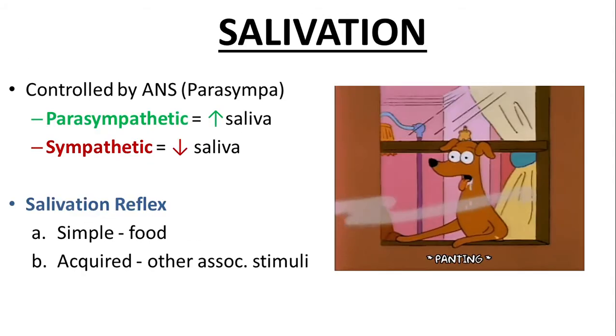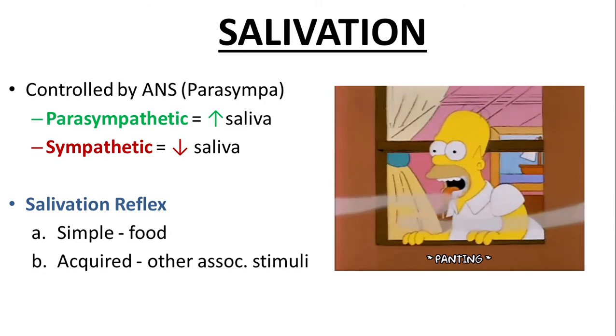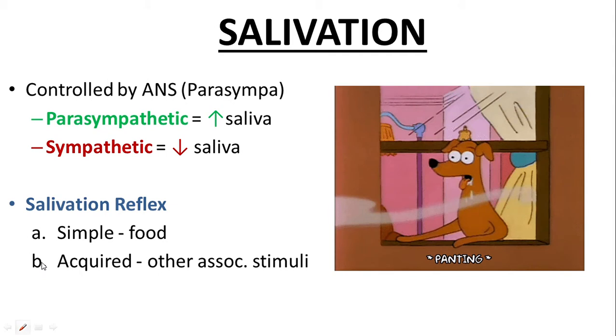But again, this is not enough to get rid of all the bacteria inside your mouth, ang IgA and lysozyme alone. So for the process of salivation, it's controlled by your ANS, mainly your parasympathetic system. So with the activation of your parasympathetic response, you have increased saliva, and with your sympathetic, it's a decrease in saliva production.